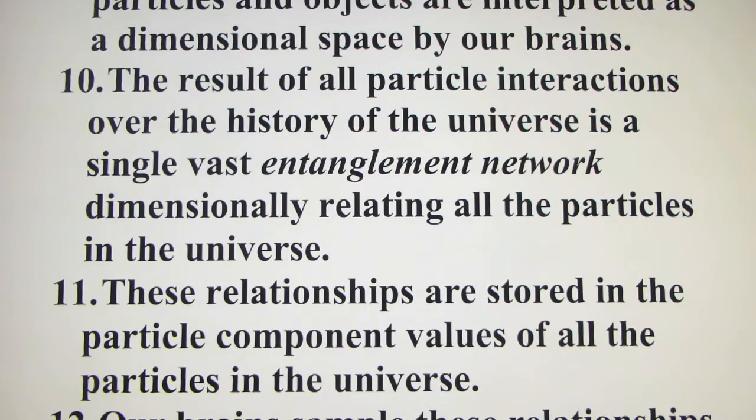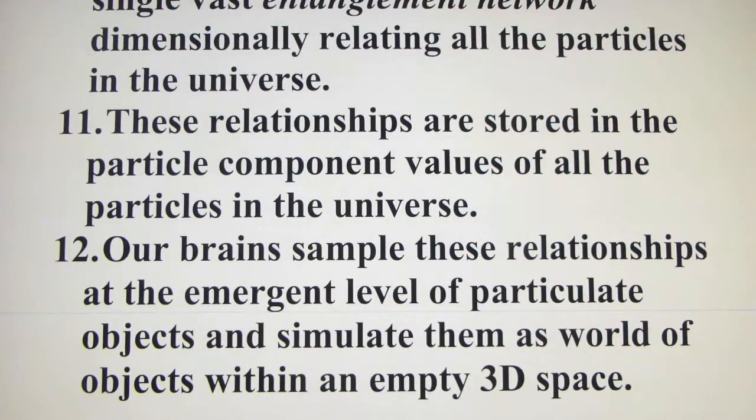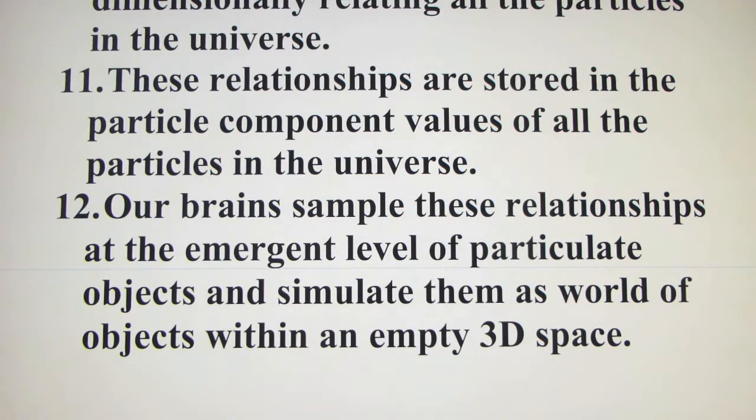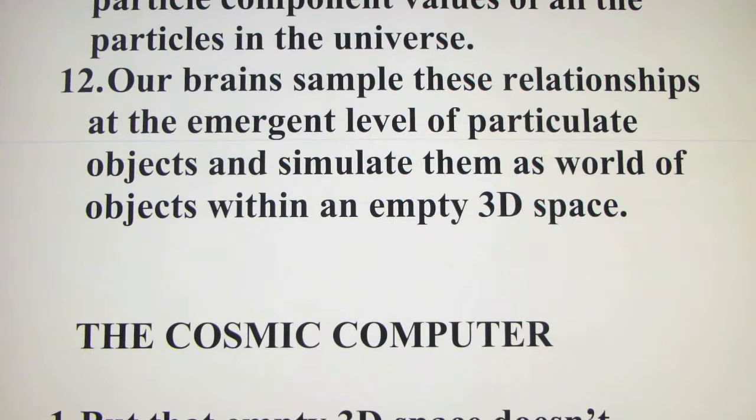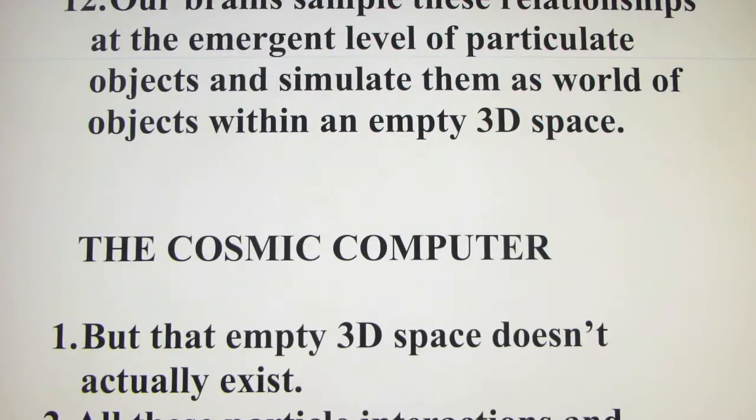The result of all particle interactions over the history of the universe is a single vast entanglement network dimensionally relating all the particles in the universe. These relationships are stored in the particle component values of all the particles in the universe. Our brains then sample these relationships at the emergent level of particulate objects and simulate them as a world of objects within an empty 3D space.